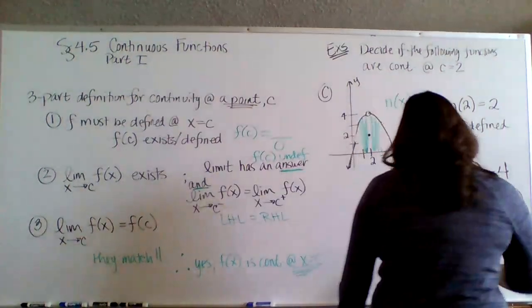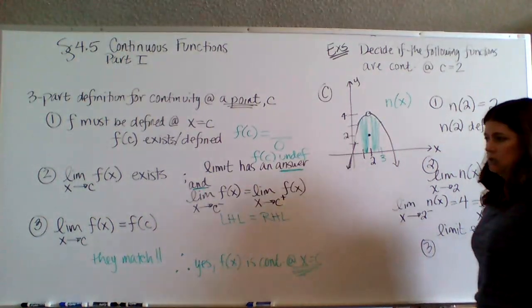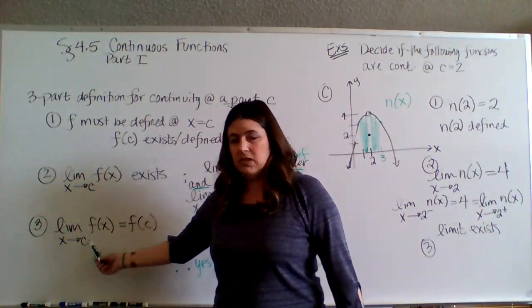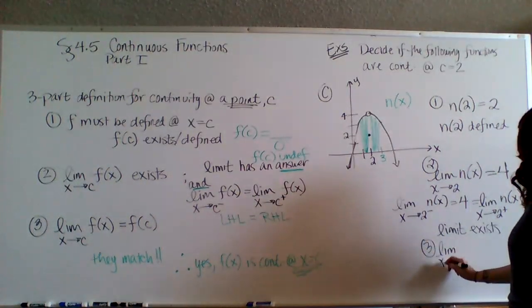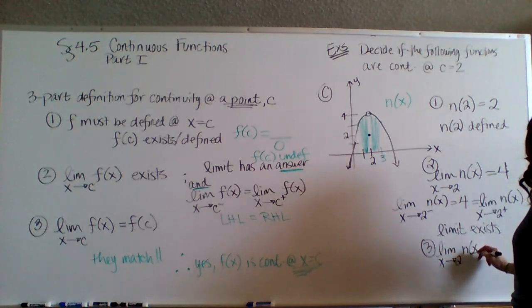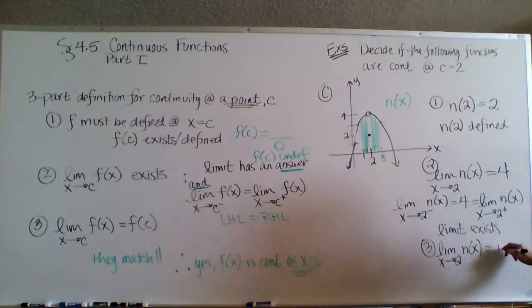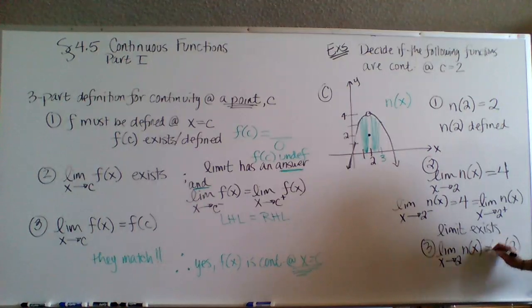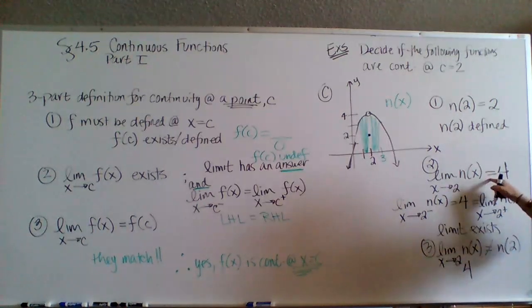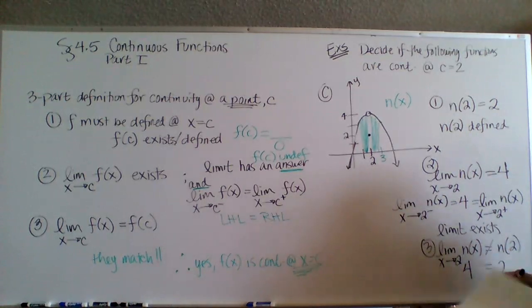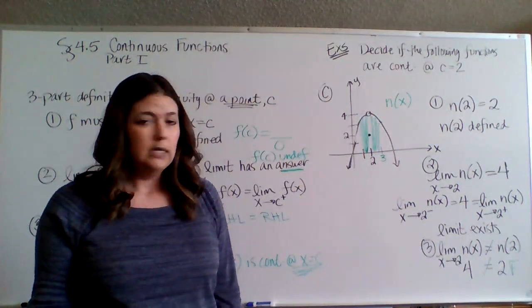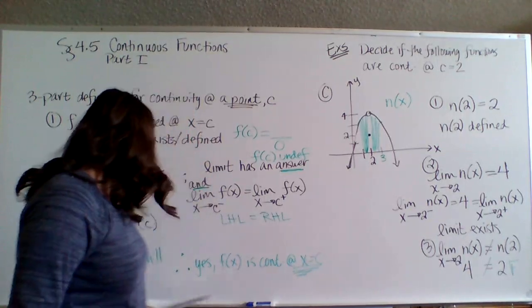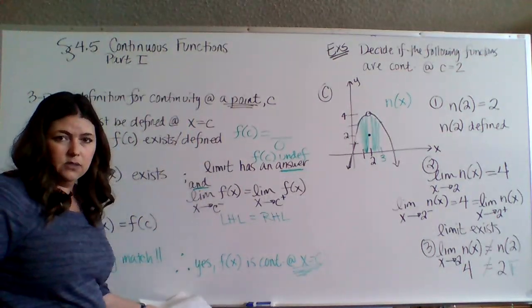So now I'm on step 3. I have to keep going. I haven't failed any part of the 3-part definition yet. So step 3: does the limit as x approaches c of my function equal my f of c answer from part 1? My limit as x approaches 2 of n of x does not equal n of 2, because this answer was 4 for my limit, but this answer was 2. They do not equal each other. This part's false. So that's how you could fail part 3, even though part 1 and part 2 were met. They don't match at the end. They have to match at the end in order for us to give a conclusion of, yes, you are continuous.